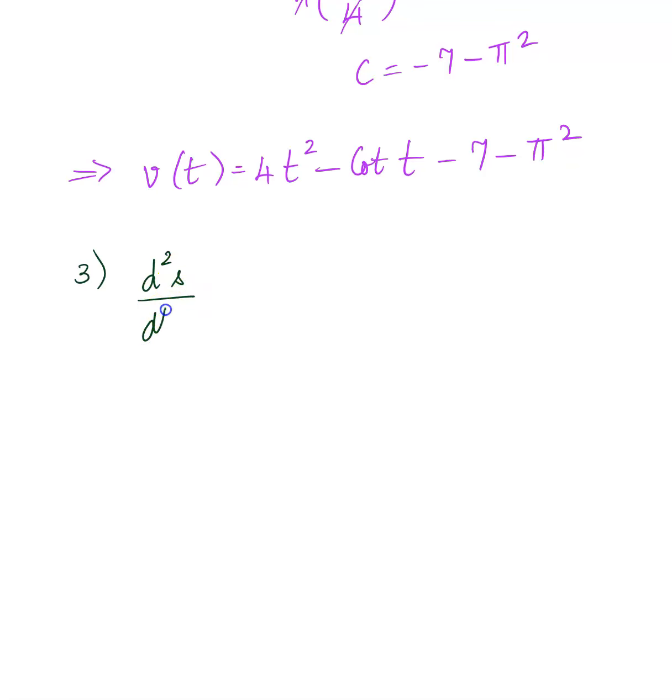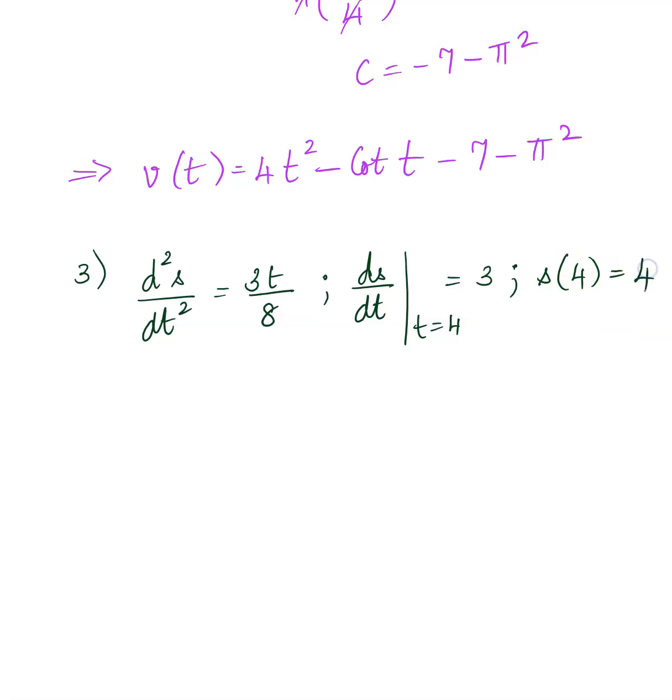d squared s over dt squared is given to be 3t over 8. ds over dt when t is 4 is given to be 3 and s of 4 is given to be 4. You see the second derivative there? It recalls our balloon problem where the package was dropped, because the second derivative actually indicates the acceleration. So we got that. So when you see the second derivative and you see the s of 4, that condition, you know we're going all the way down, 2 layers down to s of t from the second derivative.